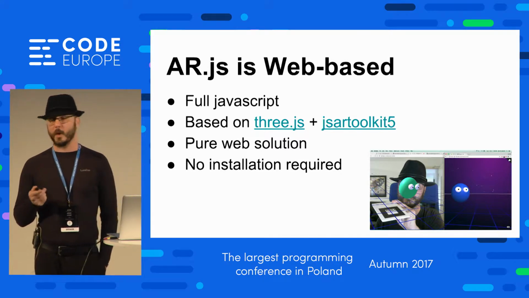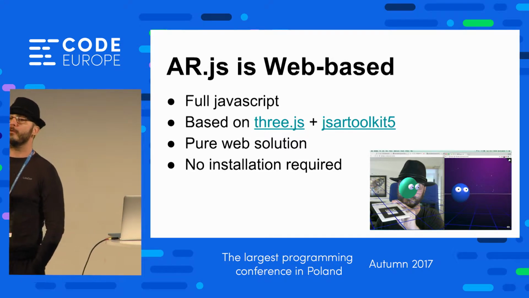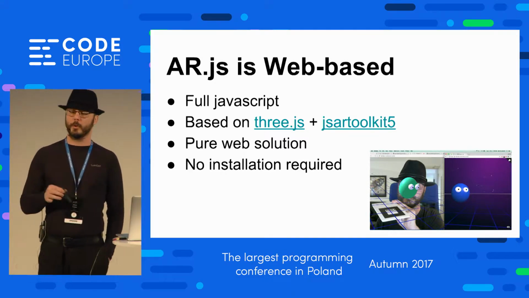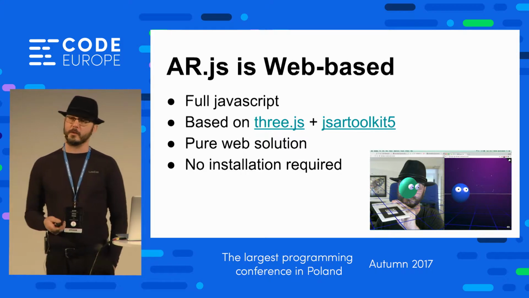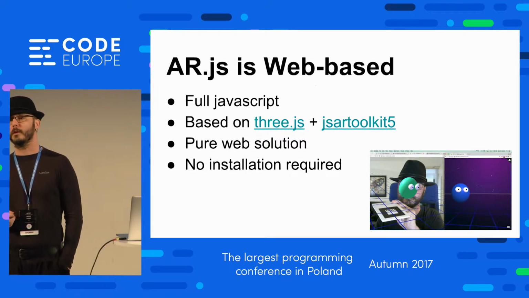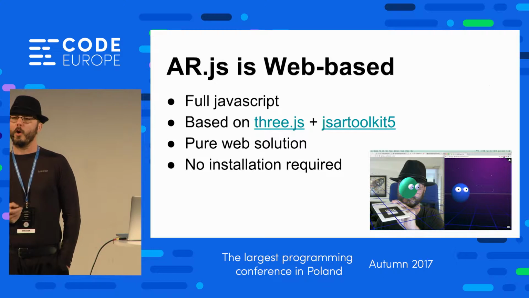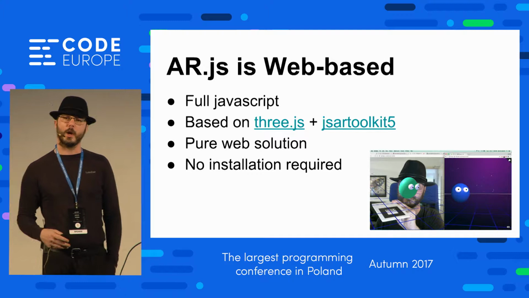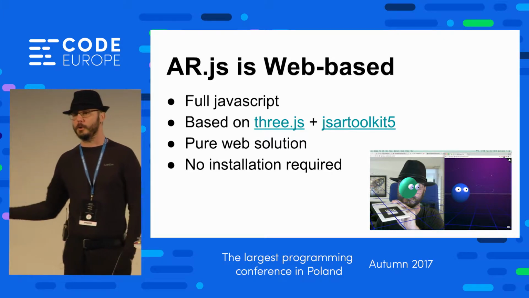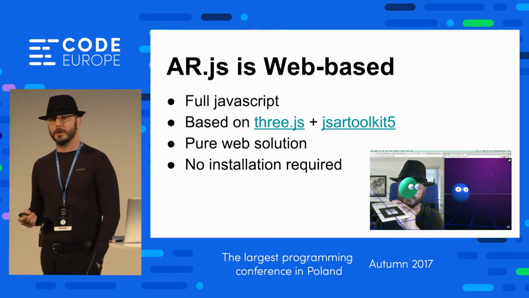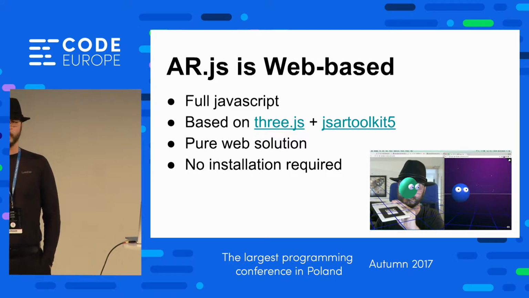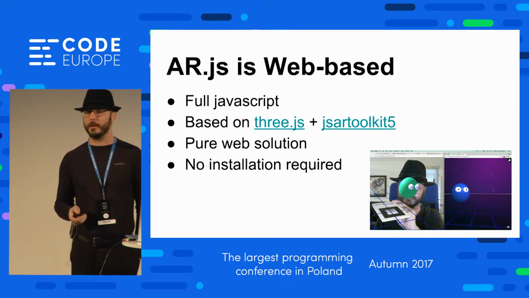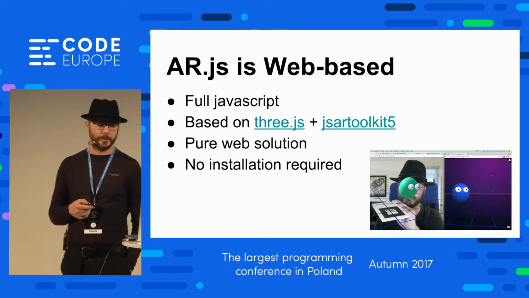AR.js is web-based. What does this mean? That means that it is coded fully in JavaScript. That means that it runs in a pure web browser. It is based on three.js and JSARToolkit. So three.js is the way to do 3D in the web. Basically, that's a library that makes WebGL easy to do. And JSARToolkit is ARToolkit compiled to JavaScript with Emscripten. You can, after that, ask me a question if you want a lot of technical detail about all that.